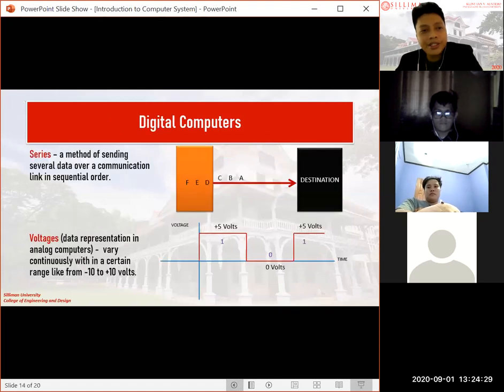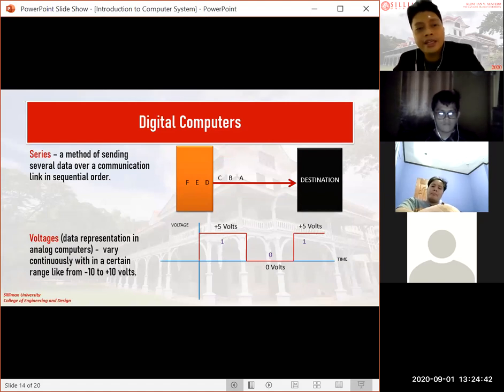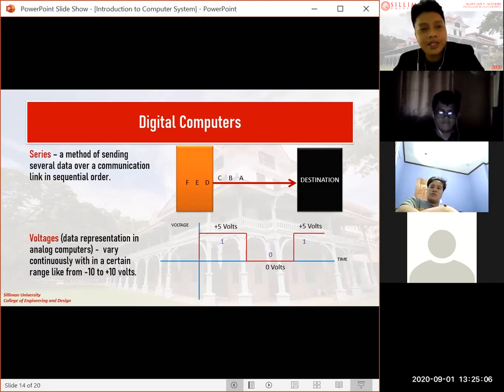The next one is digital. If you are in digital computing, then series is the method already. A method of sending several data over a communication link in sequential order. So instead of parallel, meaning all of the information is sent at one time, data is sent in sequential order. So instead of A, B, C, D, E, F all at once, you are sending A, B, C, D, E, F one at a time, until it reaches your destination.